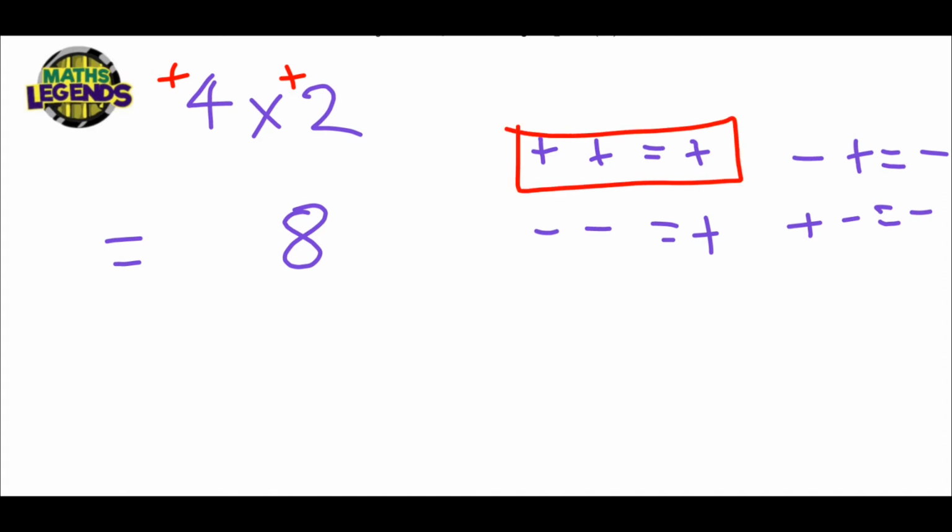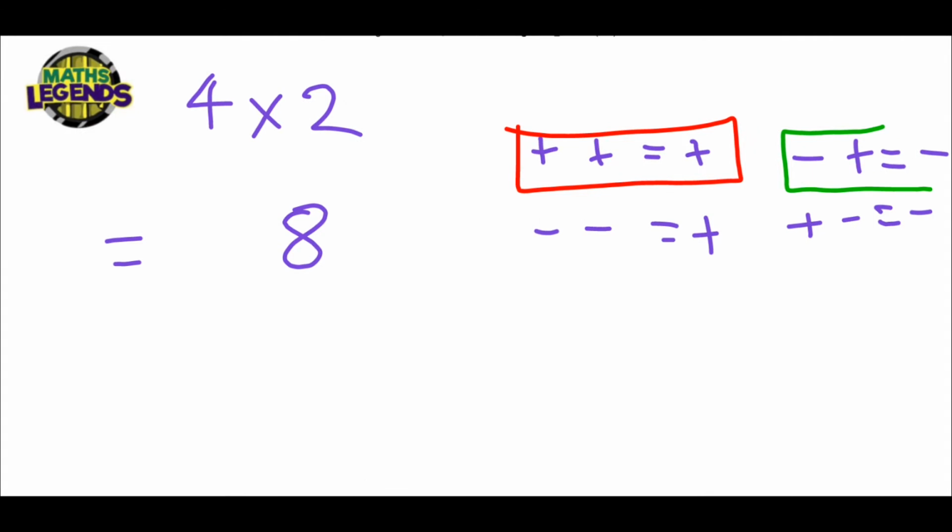Now let's say one of these is negative. Let's say the 4 is negative. So we have minus 4 times 2. Now the 2 is a positive number. So looking at our rules, we can tell it's this rule here. So our answer must be minus 8, as the two signs are different.